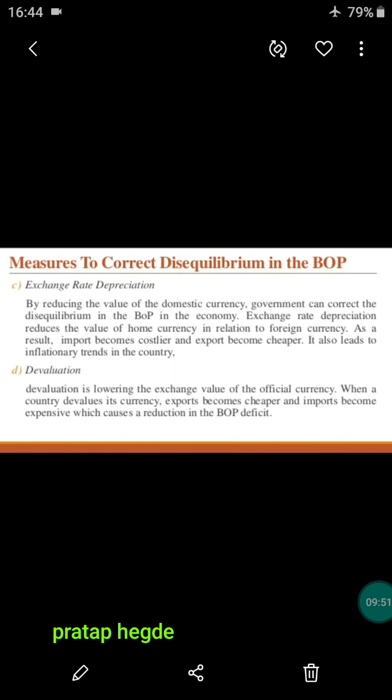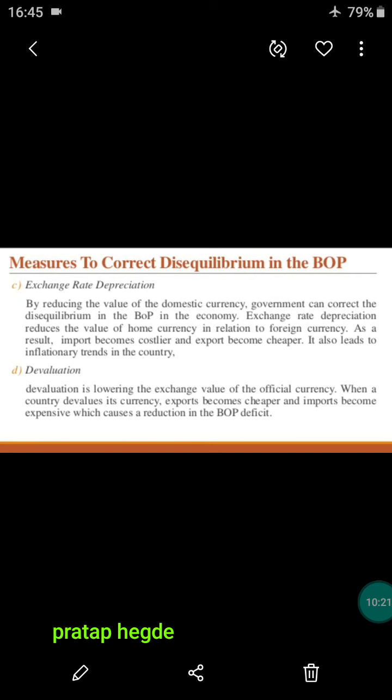The third measure is exchange rate depreciation. By reducing the value of the domestic currency, government can correct the disequilibrium in the balance of payment in the economy. Exchange rate depreciation reduces the value of home currency in relation to foreign currency. As a result, import becomes costlier and export becomes cheaper. It also leads to inflationary trends in the country.